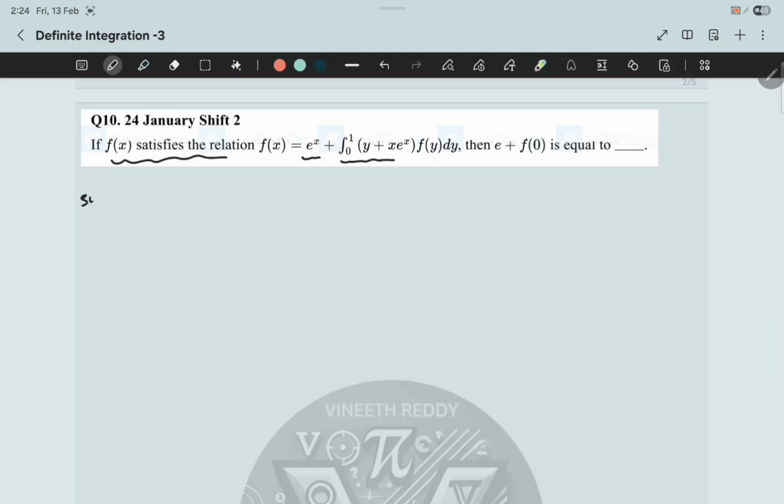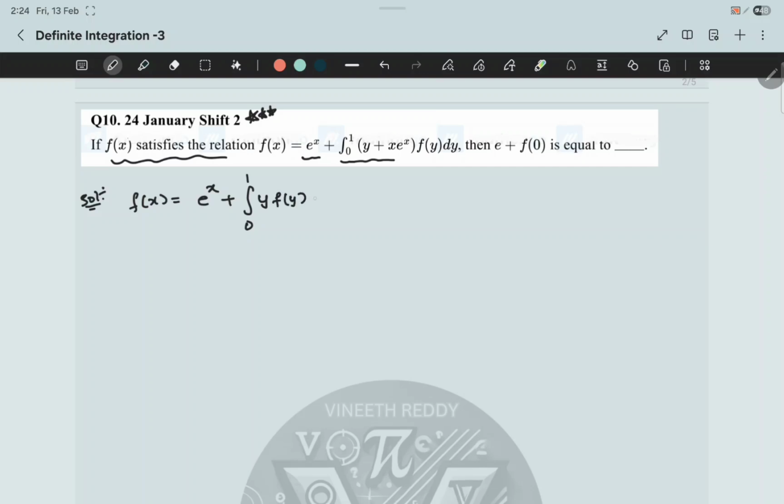So dear students, this is a very famous model, right? And please listen to this carefully, and this is an important model, right? So listen to it very carefully. So we can write f of x is equal to e raised to the power x plus integral 0 to 1. Let us split the integral.